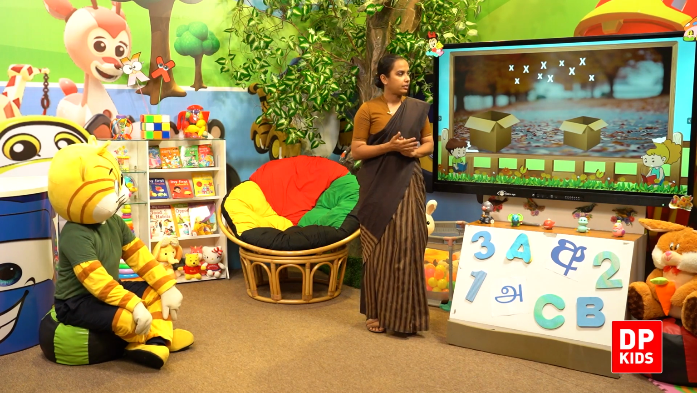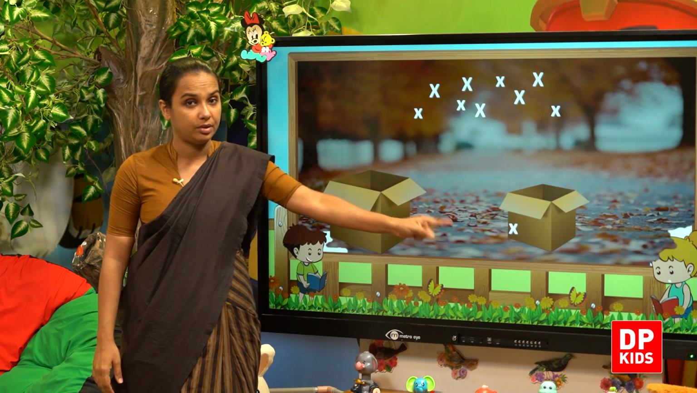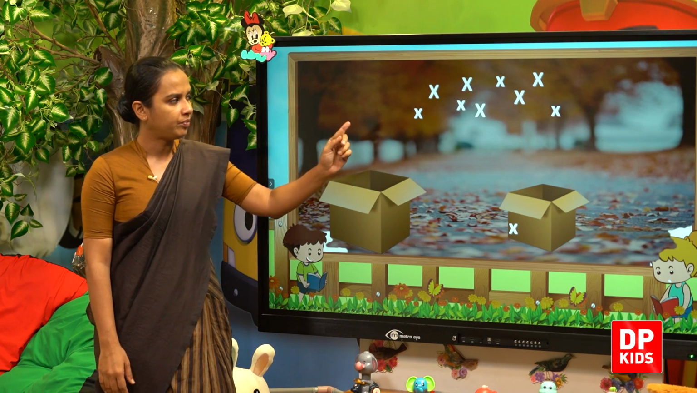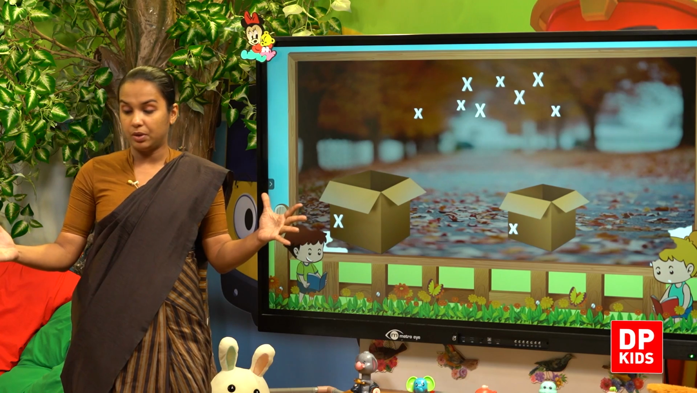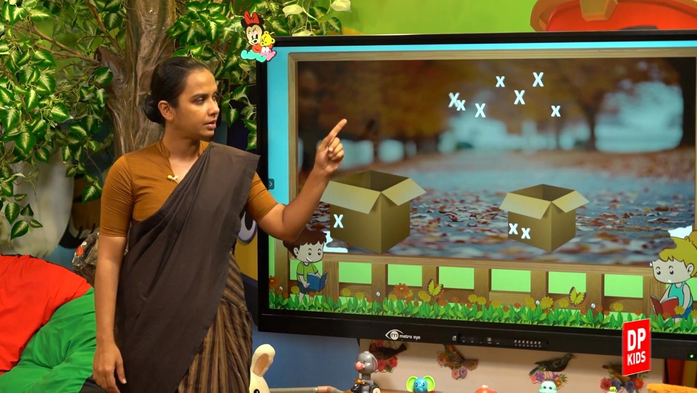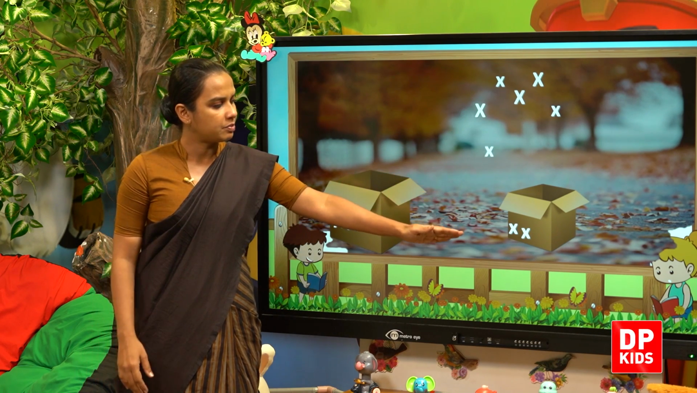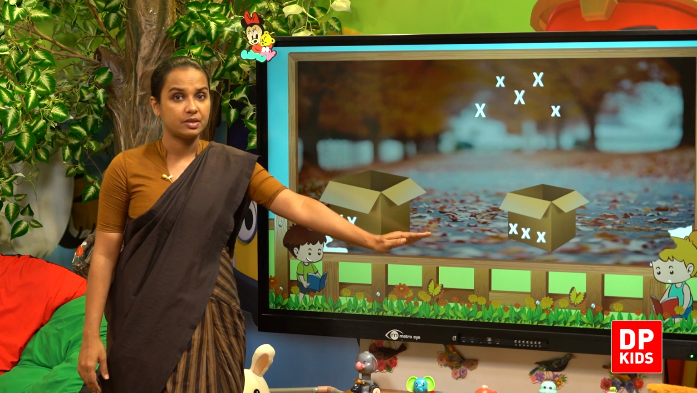Right. So let's start. The small x sound into the small box, then the big box, yes, then the small box, the big box. The big letters go to the big box. The small x sound goes to the small box.